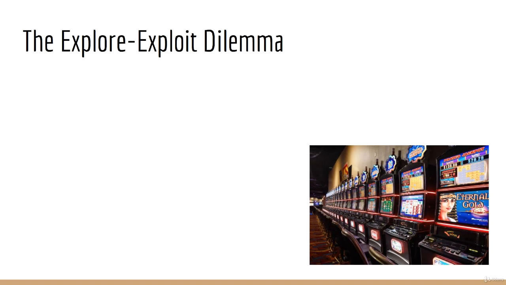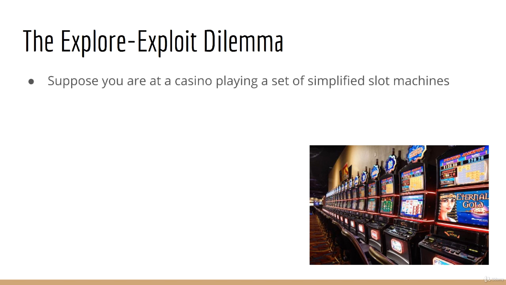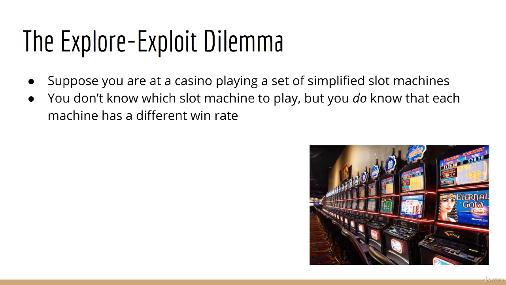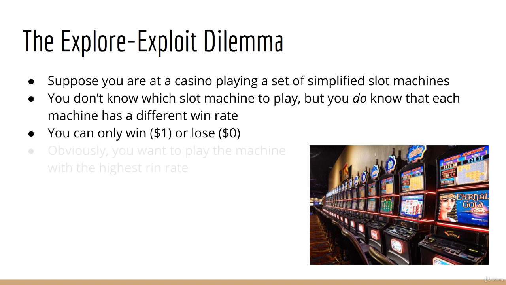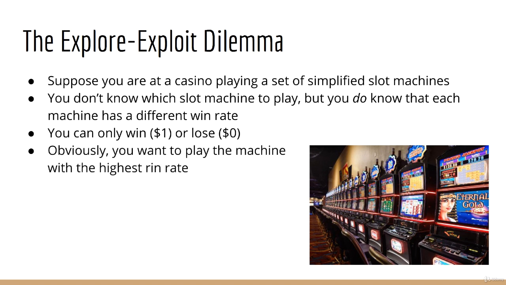This is a more general problem known as the explore-exploit dilemma. Suppose you go to a casino and you're playing a simplified version of slot machines. You have several slot machines to choose from, and you don't know which one you should play. However, you do know that not all these slot machines yield the same reward. As I said, these slot machines are simplified, so there are only 2 possible outcomes. You can either win or you lose. If you win, you get $1, and if you lose, you get $0. Obviously, you would like to play the slot machine in which your chances of winning are highest.